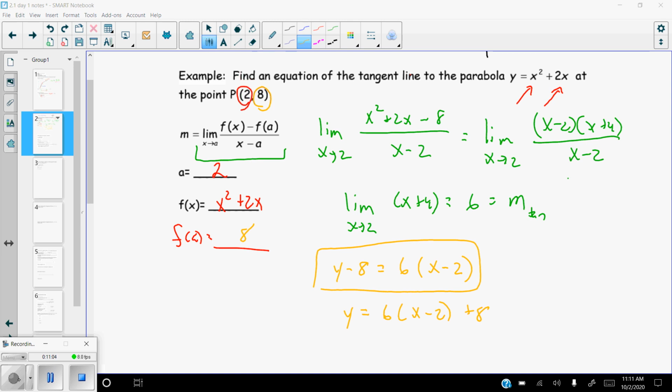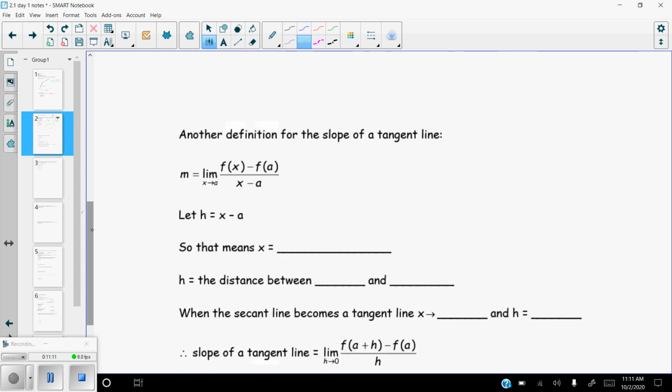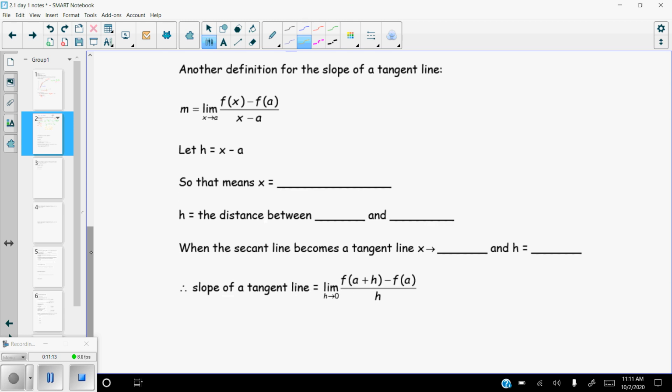All right, so there's technically another definition for the slope of a tangent line, but it's really not any different. It looks a little bit different, but it's not really any different. So we're going to start off with the one that we just had: the limit as x approaches a of f of x minus f of a over x minus a. Well, let's just say that the denominator here, x minus a, we're going to call h. We're just going to call it a different letter.